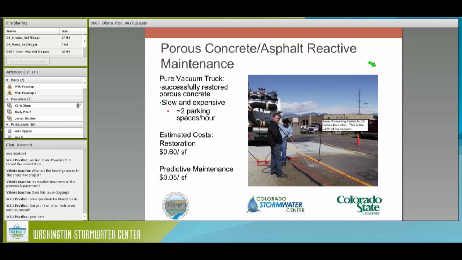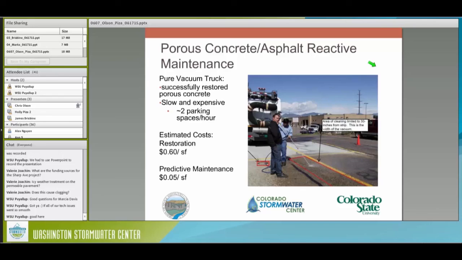Holly mentioned the PIER vacuum trucks. These are very difficult to find. I think all we know of here in Colorado is that CDOT has these. Holly was able to procure one of these to test on a clogged porous concrete site and found that it worked very well also.